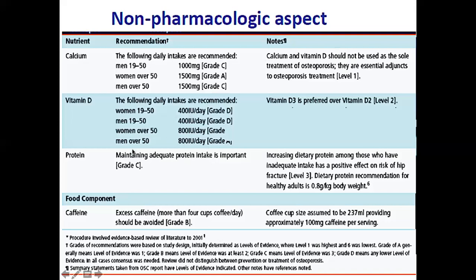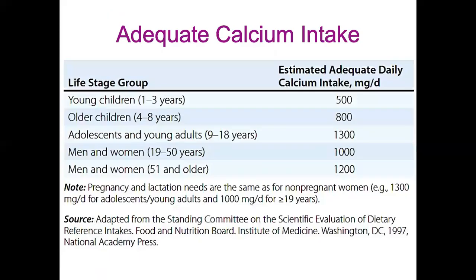Another important non-pharmacologic aspect in the treatment of osteoporosis would be making sure you have adequate protein so that you don't develop sarcopenia. And sarcopenia is also a risk factor for falls and osteoporosis as well. Food and caffeine are also important factors. Remember this, the adequate calcium intake.